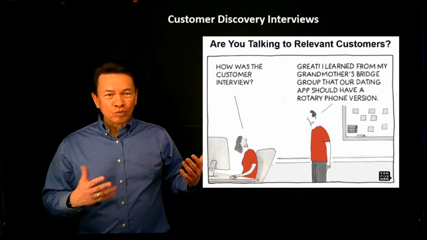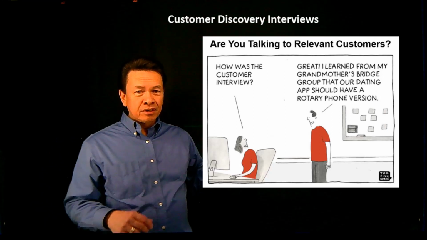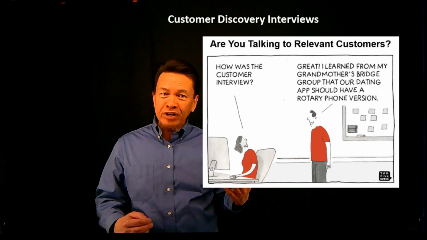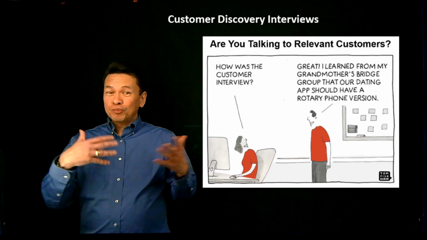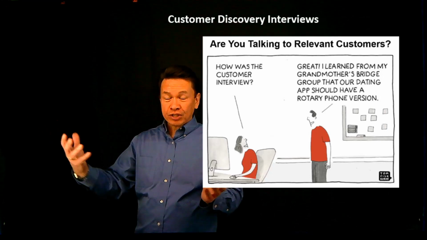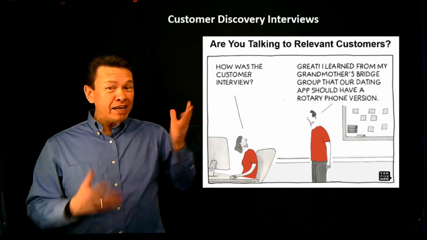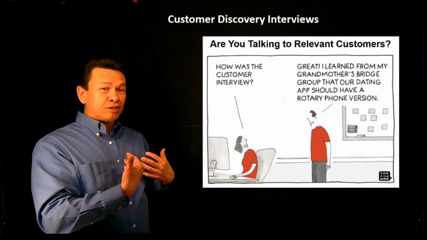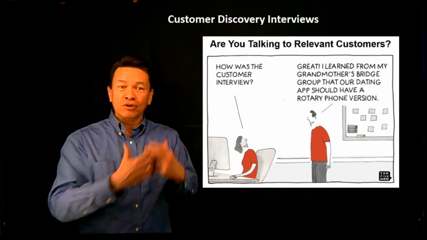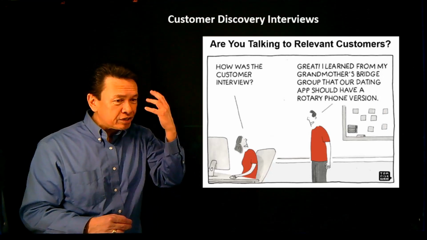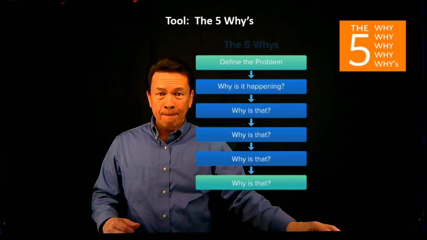Another one. Talk to relevant customers. This is a funny one. How was the customer interview? Great. I learned from my grandmother's bridge group that our dating app should have a rotary phone version, okay? So assuming that this person was trying to create a dating app for younger single folks, right? Anyone you talk to, you will get information. But if you talk to the wrong customer, you may get information that's not appropriate for your customer segment. So make sure you're talking to the customer segments that are relevant to you and your business proposition. Okay?